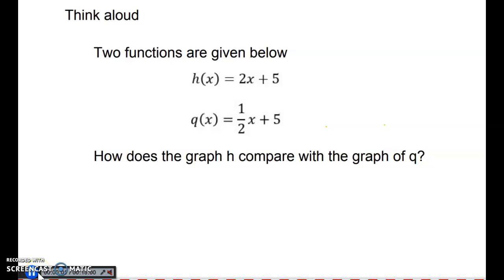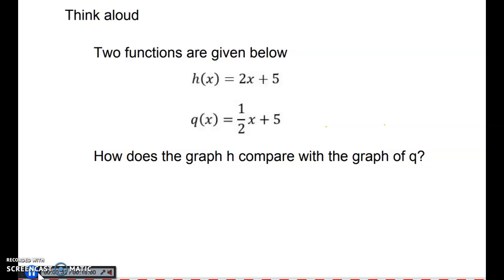All right, class, now that we know a little bit more about transformations, let's take a look at this think aloud. It says these two functions below are given. So I have h of x and I have q of x. My question is, how does the graph of h compare to the graph of q? In this case, I do not have a graph in front of me to let me know what is going on between these two equations.